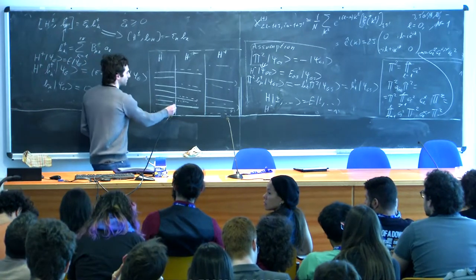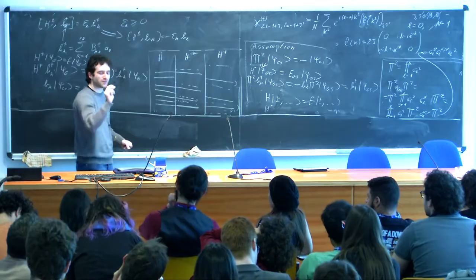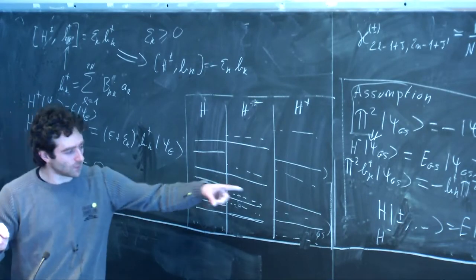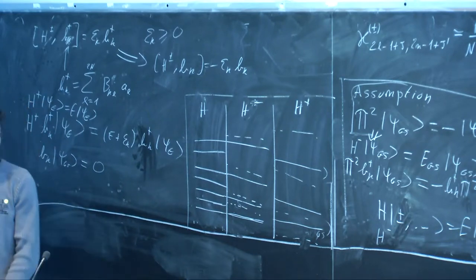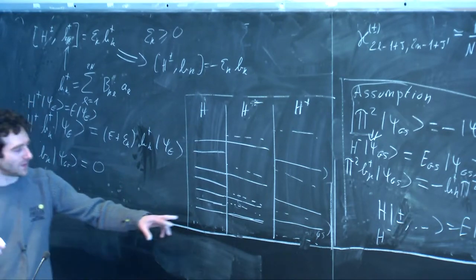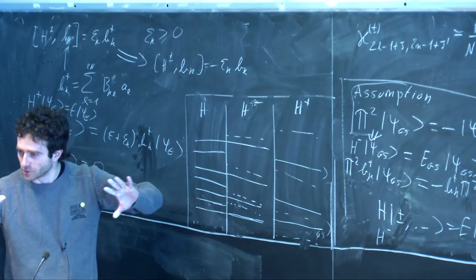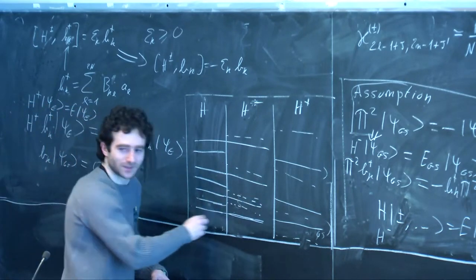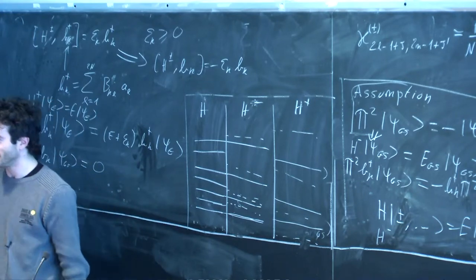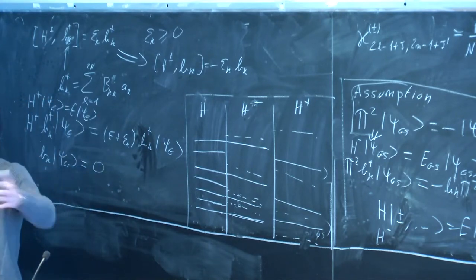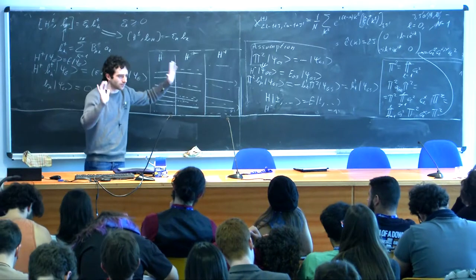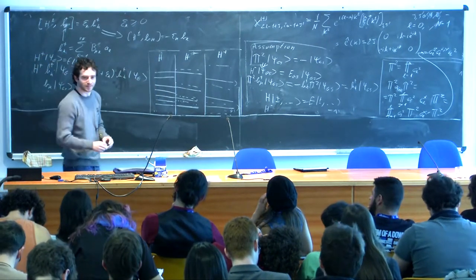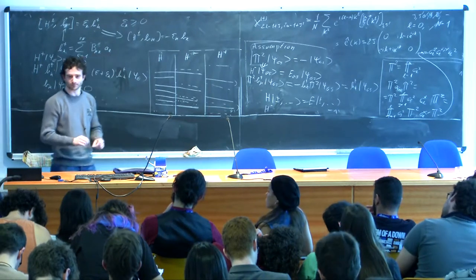Each eigenstate of H has a definite value of pi z. So you have either one or the other. Here I'm alternating them. This is not true in general. You can also have more states condensed that you have to neglect. It's just a drawing, don't take it seriously.